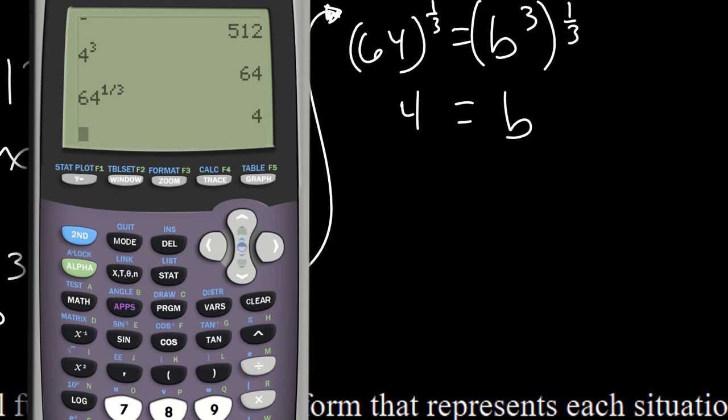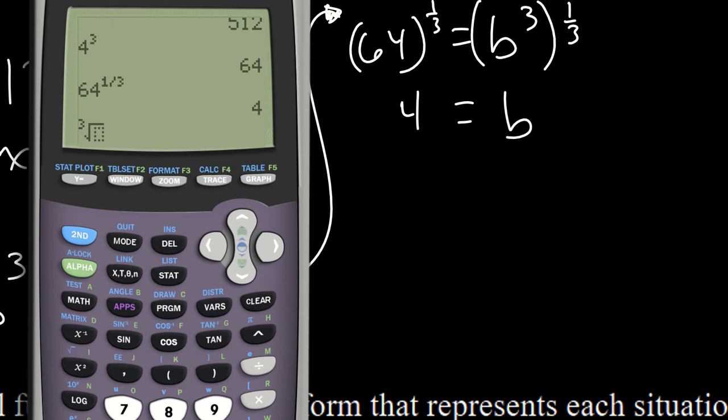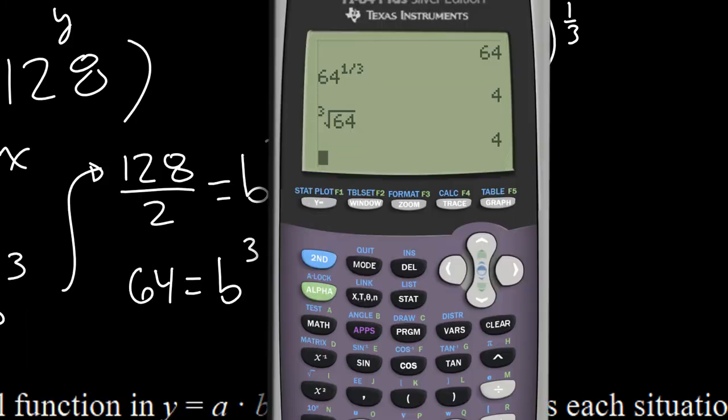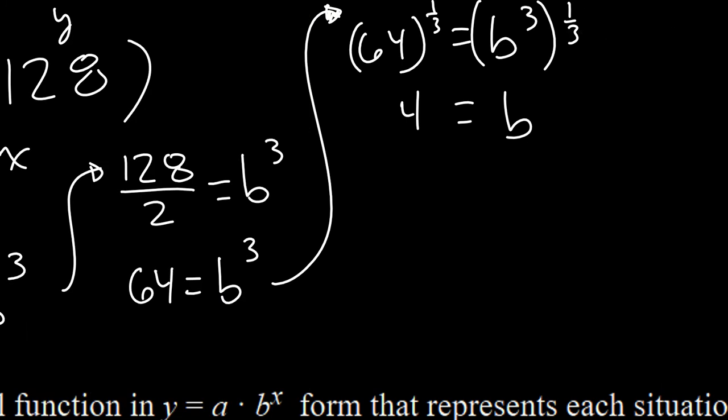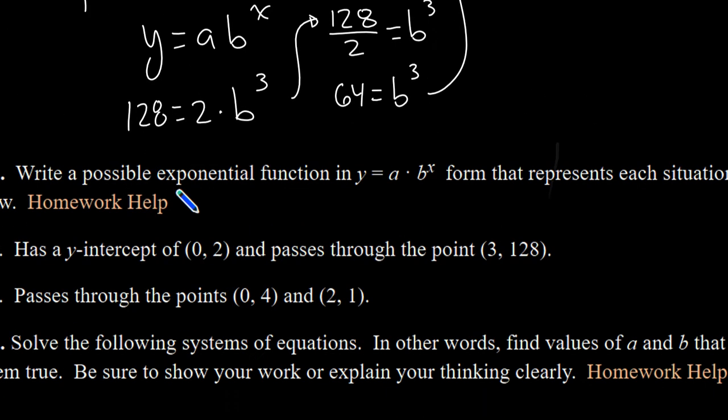The other way I can get that is to take the third root of both sides. On my calculator, I would hit the number 3, then hit math and option number 5. You can see it puts a little 3 inside the root index there. Then I would say 64, and it would say the third root of 64 is 4. So I know that b is 4, and I also know that a was 2. I knew that from the beginning.